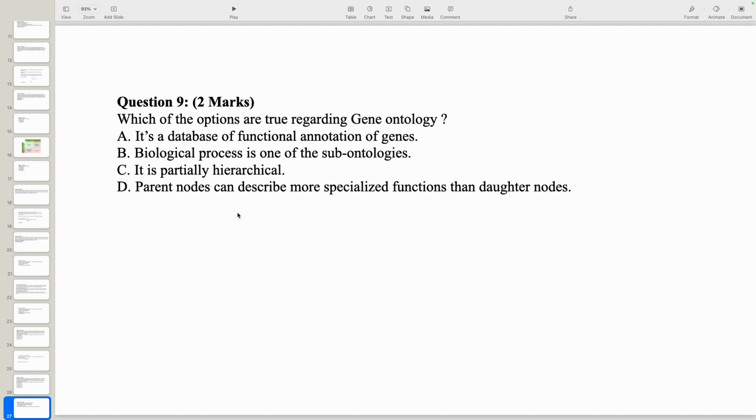The correct option for this question is A, B and C. So the gene ontology is a database for functional annotation of genes. So biological process, these genes are involved in many biological processes. So biological process is also one of the sub-ontologies. So it is partially hierarchical, which is also true, and parent nodes can describe more specialized function than daughter nodes, which is not true. So the correct option for this question would be A, B and C. Let's move to our next question.